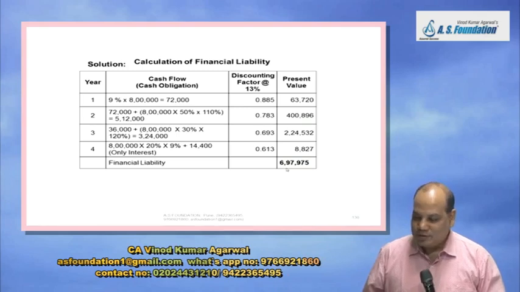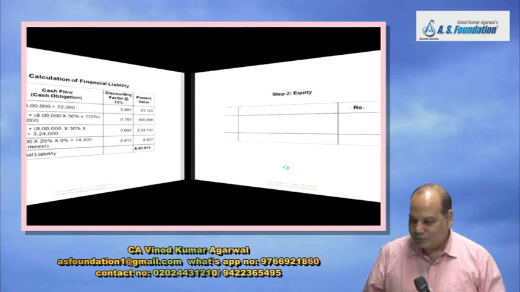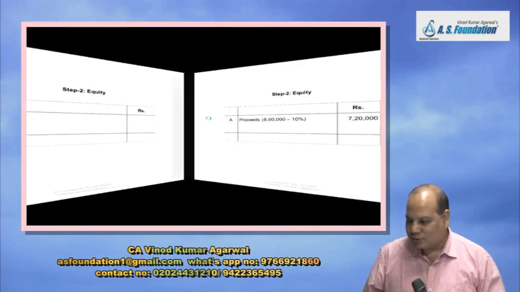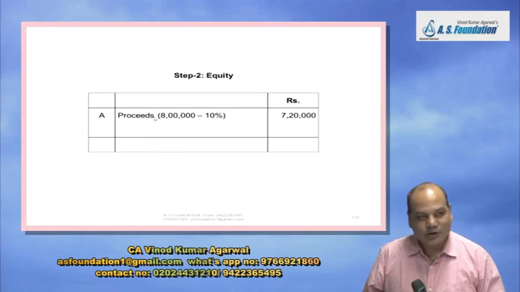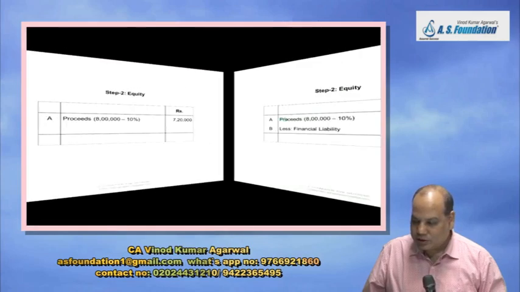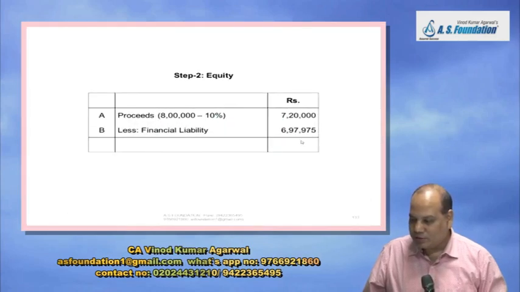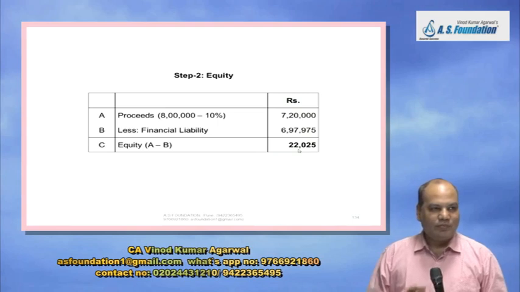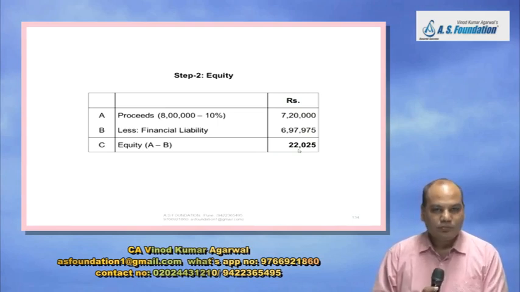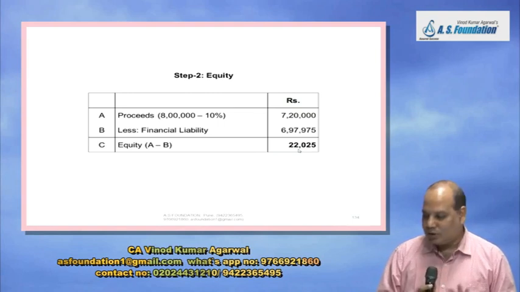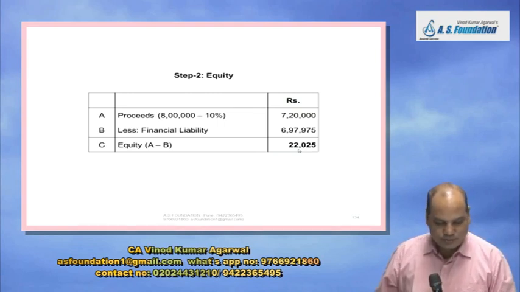So how many of you got it right? Oh, wonderful. More than 50% students have got it right. What about the equity component? Proceeds are 7,20,000. Less liability, and therefore equity approximately 22,000, plus minus 100 rupees. How much you got? 21,969. Okay, that is also okay.